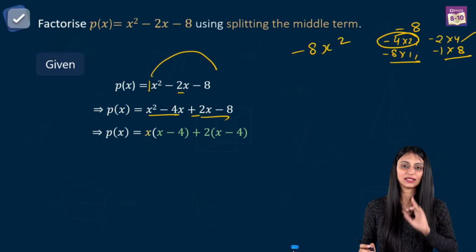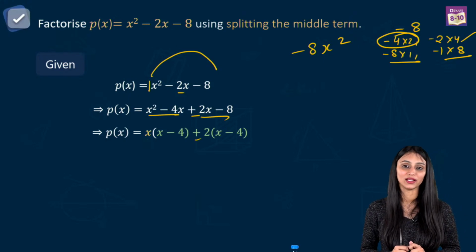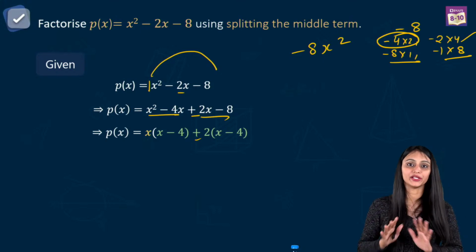So in this step, many times I've seen that students make a mistake. They do not write the sign along with it. They would just write down 2. Do not forget, whatever sign it has, you have to copy it here.